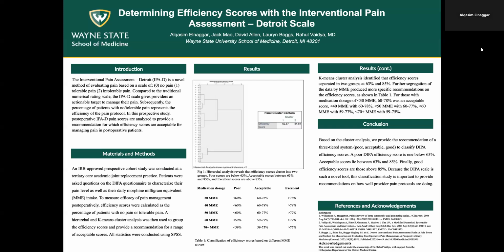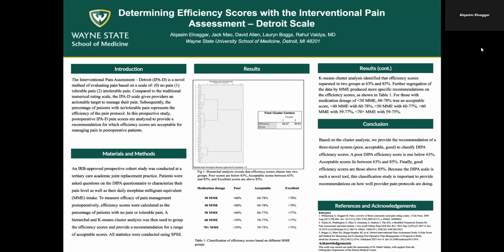In conclusion, this project delivers a practical classification system for postoperative pain management using the iPad scale. Less than 63% means your protocols likely need improvement. 63 to 85% of patients reporting no pain or tolerable pain is an acceptable benchmark, while above 85% is excellent and should be aimed for.